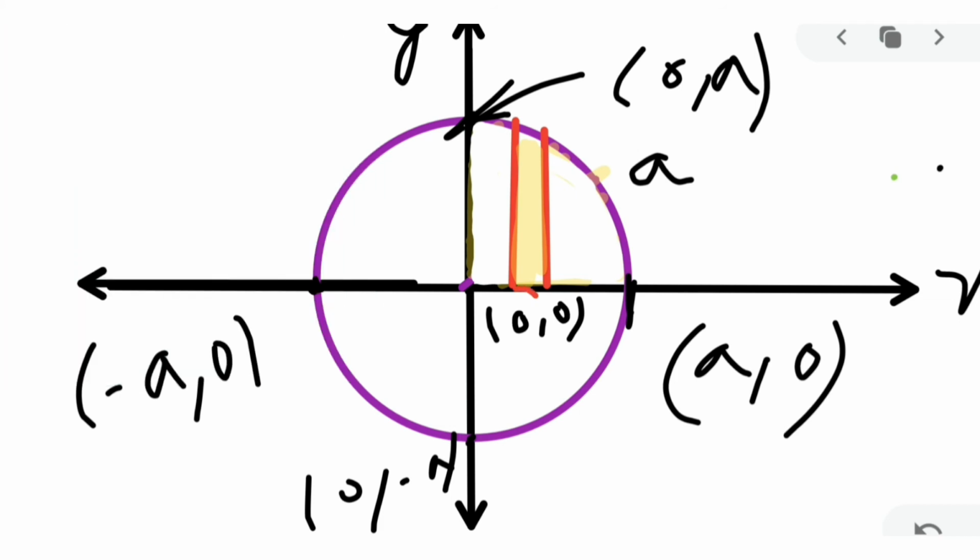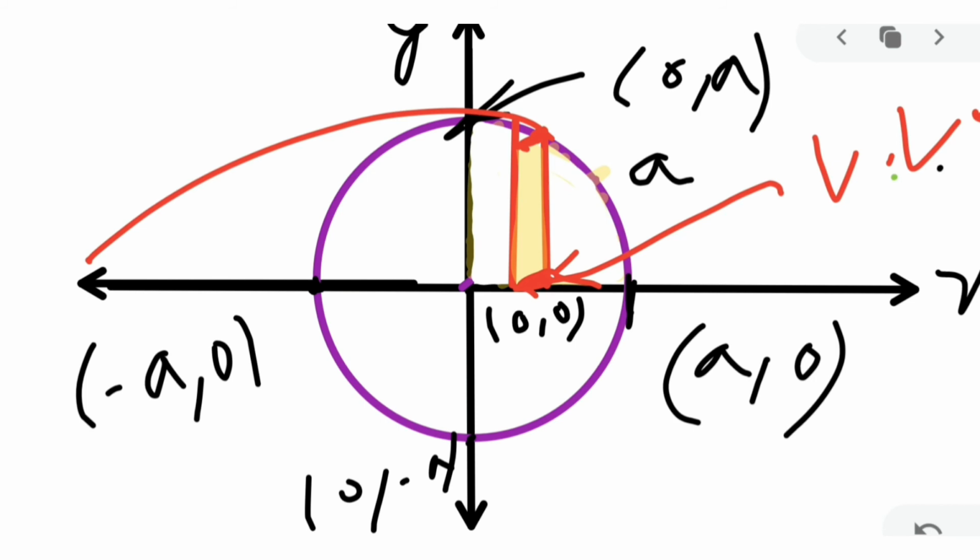Upper and lower limit for the strip, this here will be the lower limit, and here it will be the upper limit. Since in this direction the value of y increases, therefore this will be the lower limit and this will be the upper limit. Okay, so we need to find out this one.